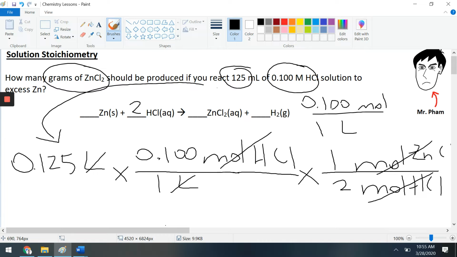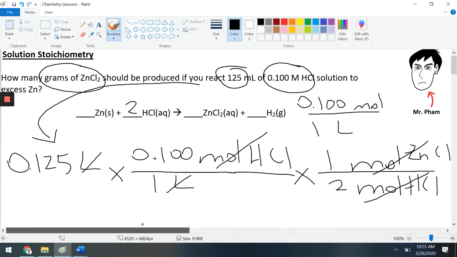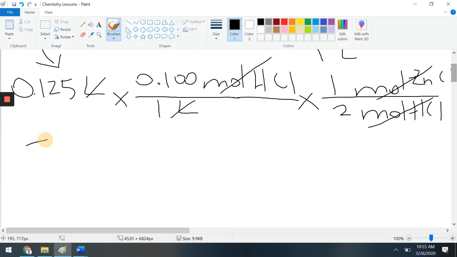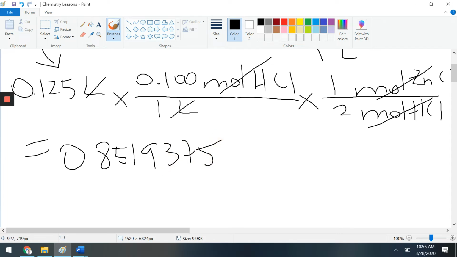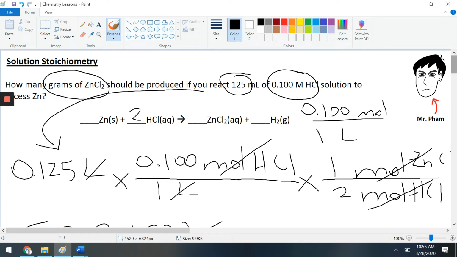Okay, divided by 2. And of course, the very last step is multiply it to 136.31. Okay, so if you're going to get this on your calculator, you're going to get 0.8519375. Okay, remember, since these are measured numbers, you have to account for significant figures.